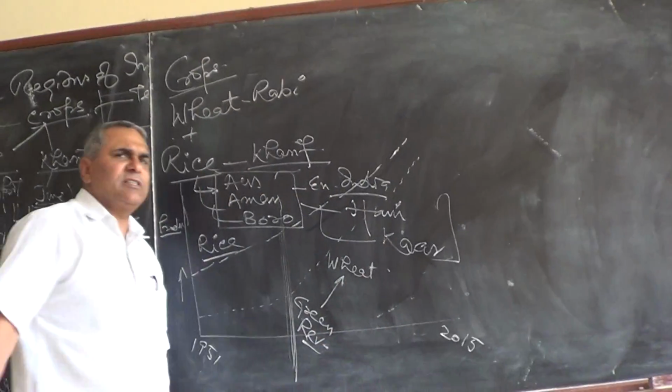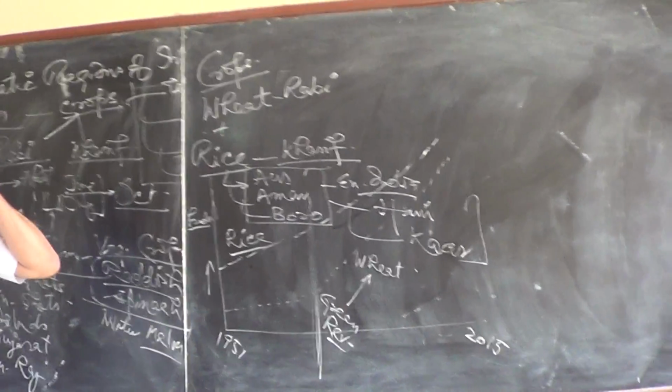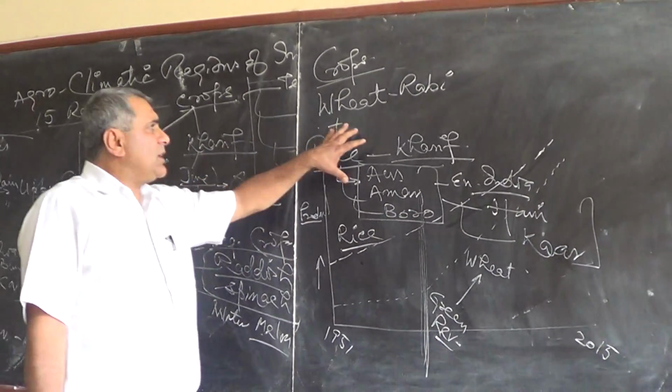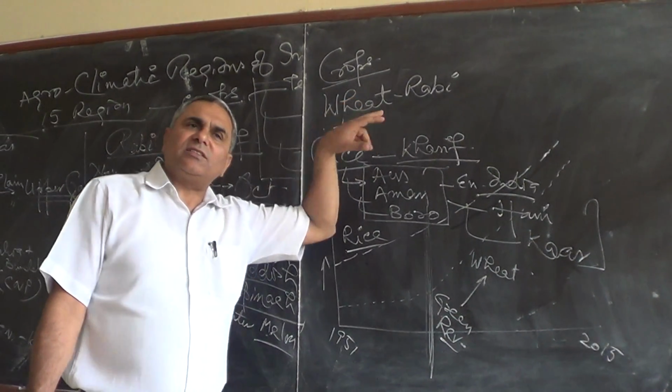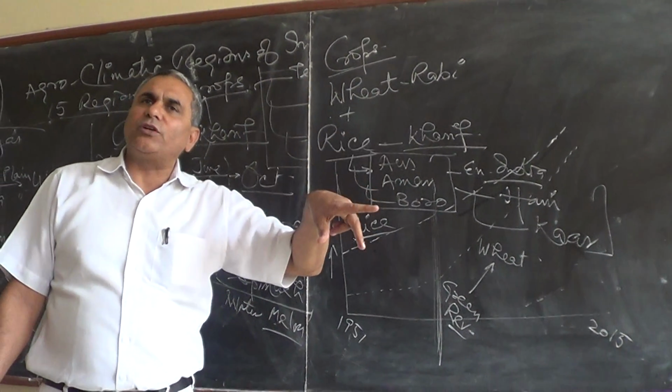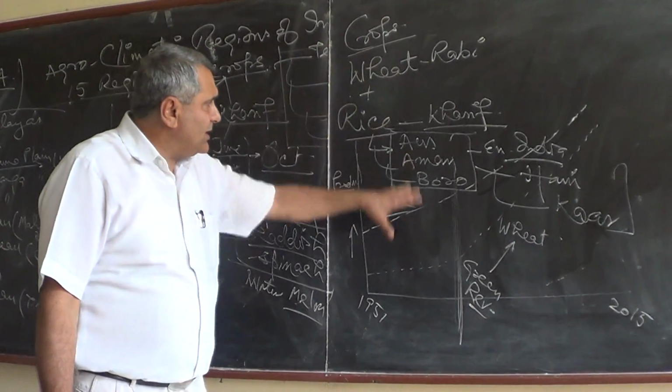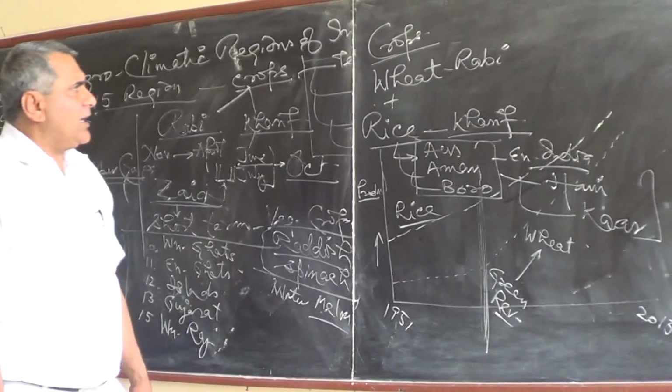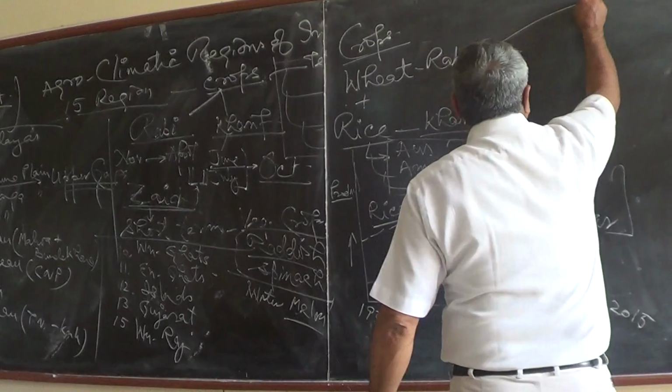These are the 2 seasons. Instead of Rabi and Zaid, they do use local dialect. But wheat is only a temperate crop. It requires low temperature. So that's why this is the one. In India, what are the conditions for wheat?